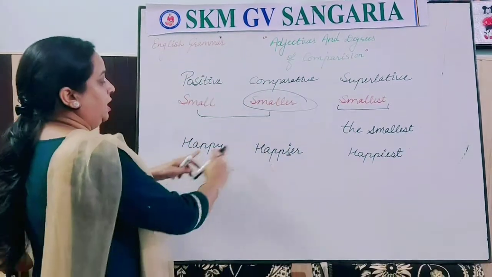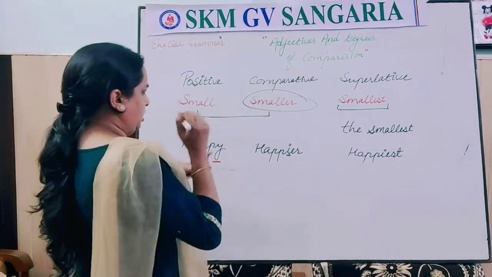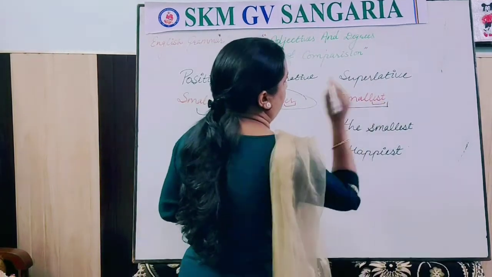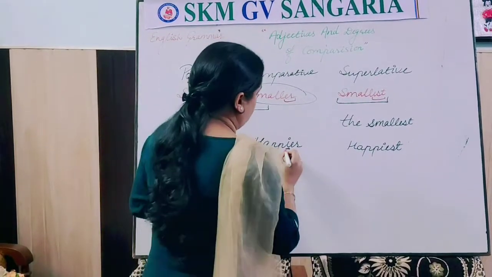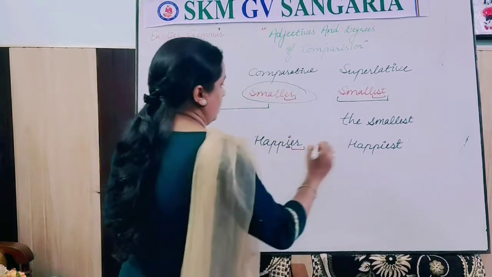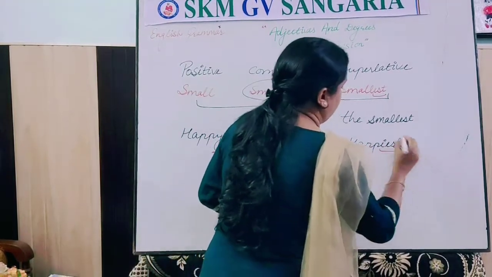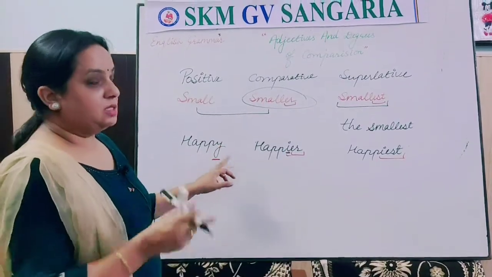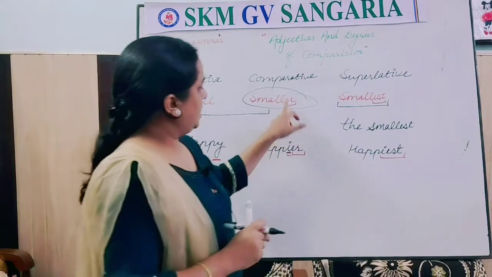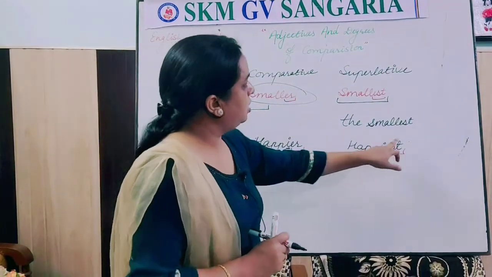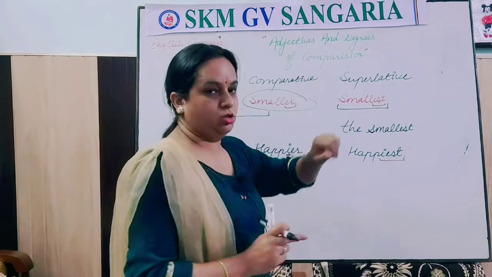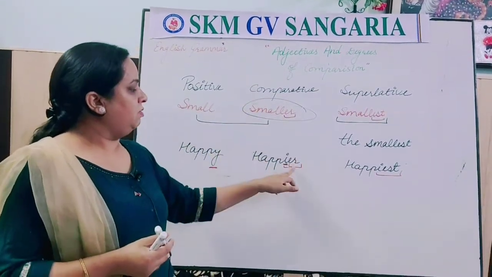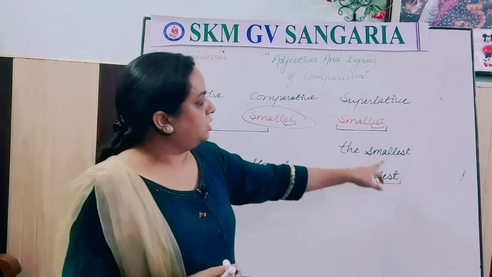So, happy, happier, happiest. Now, what are you noticing? Here I have used ER, here also ER, and EST. In this I have used IER, and here I have used IEST. So I have replaced the letter Y. And ER is common here and here. EST is common here and here. So this is a very good way to learn that in comparative degree we have to use ER, and in superlative degree EST.